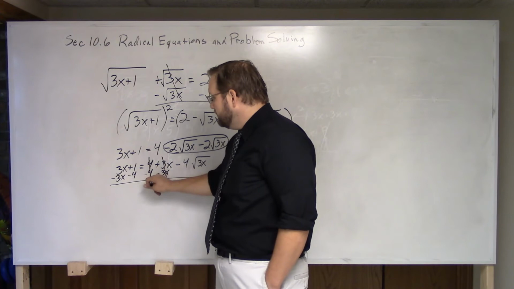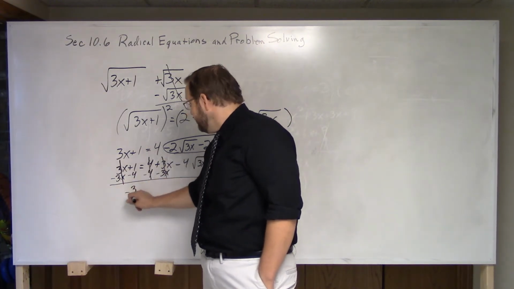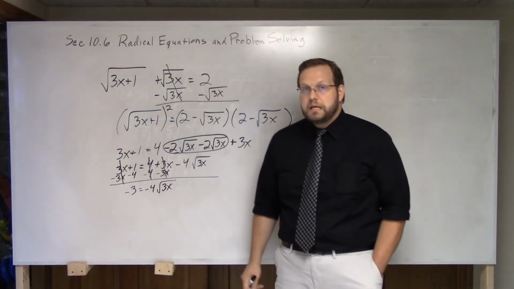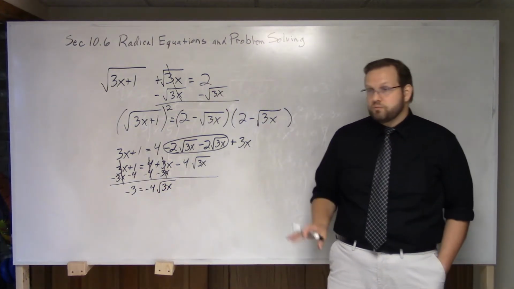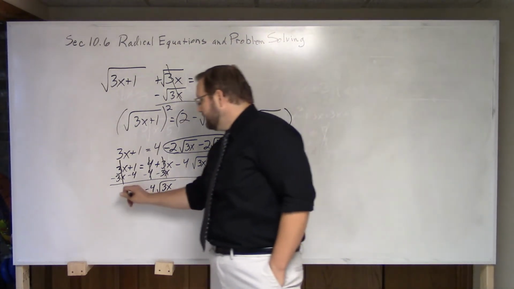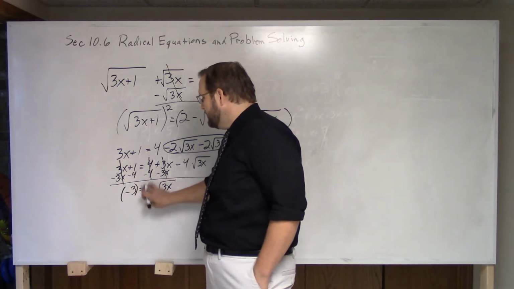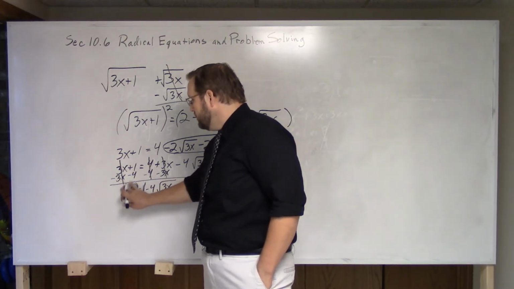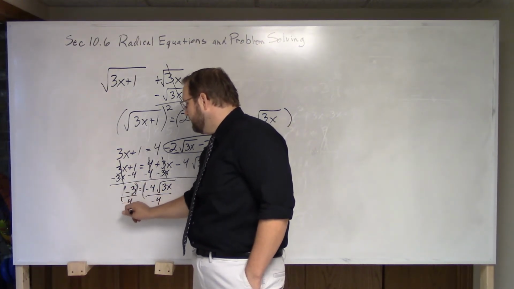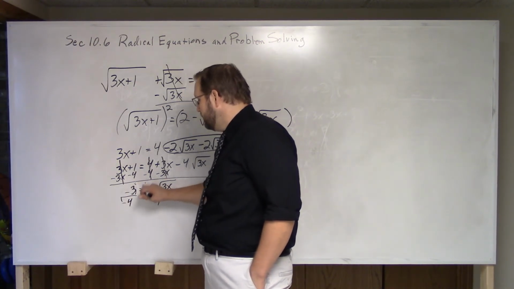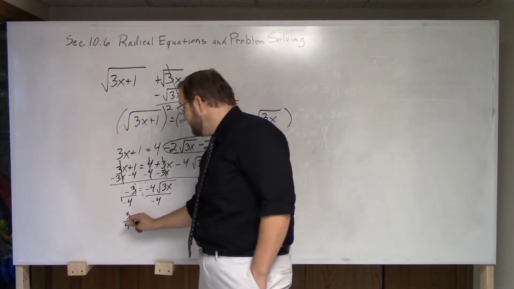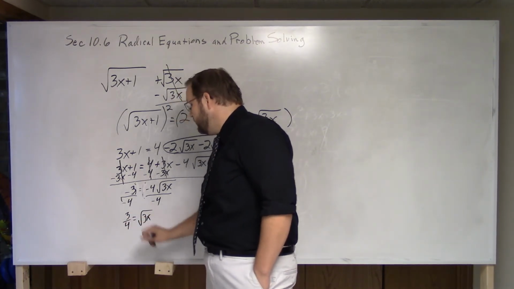So those are gone. I get negative 3 equals negative 4 square root of 3x. Now some people like to square both sides right now, and you can do that by all means. I personally like, before I do that, to fully isolate the radical by dividing by a negative 4. And that gives me 3 over 4, because 2 negatives make a positive, equals square root of 3x.